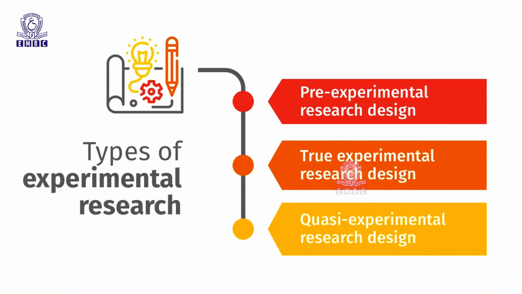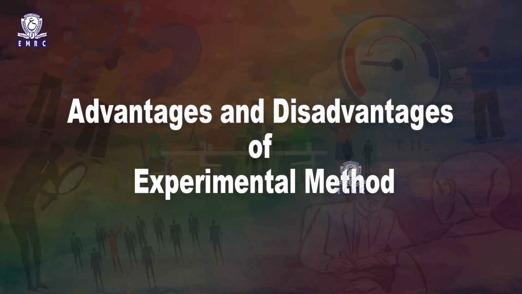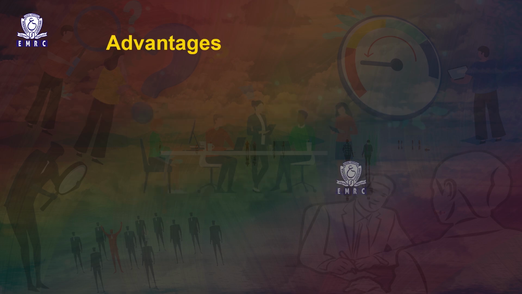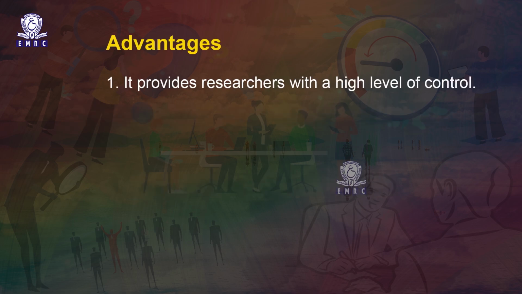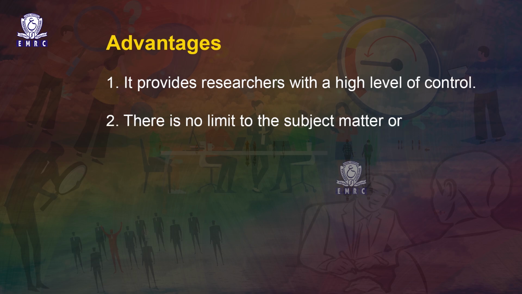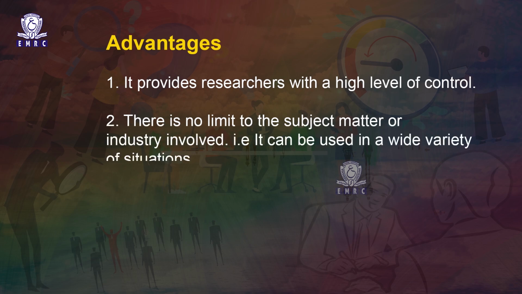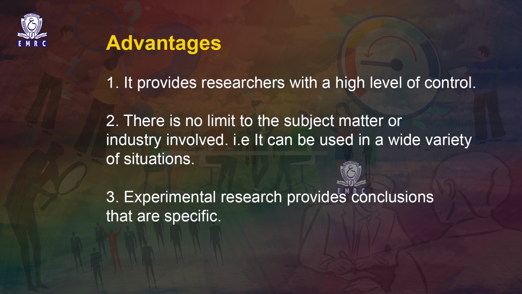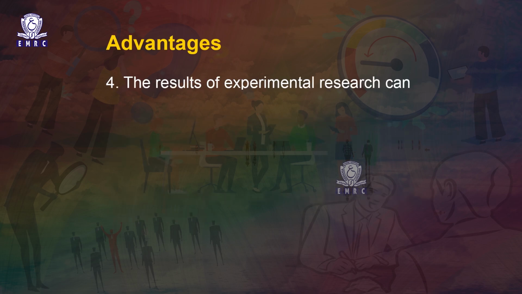Now that we have understood how the experimental research method works and what the types of experimental methods are that can be used in research, let us look at the advantages and disadvantages of the experimental method. The advantages are: 1. It provides researchers with a high level of control. 2. There is no limit to the subject matter or industry involved. That is, it can be used in a wide variety of situations. 3. Experimental research provides conclusions that are specific. 4. The result of experimental research can be duplicated.